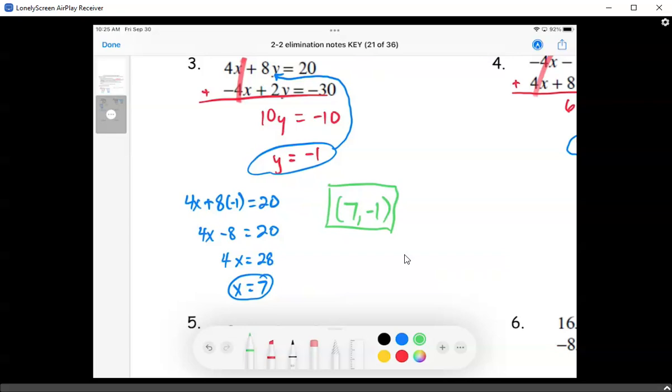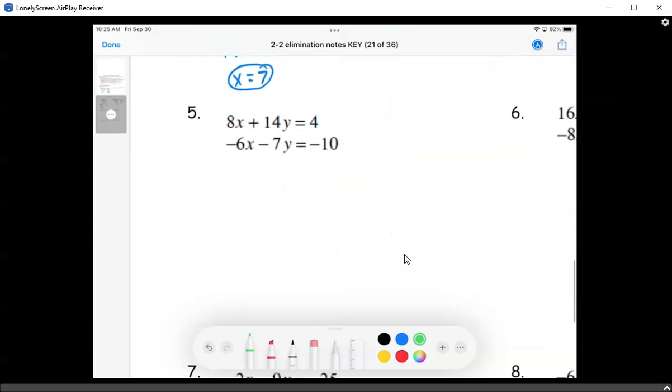We plug that back in. I use the top equation, so that becomes 4x minus 8 equals 20. And when we solve for that x, it comes down to x equals 7. So the two parts of it right there, positive 7 and negative 1, were our two parts. Okay? Moving on to number 5.